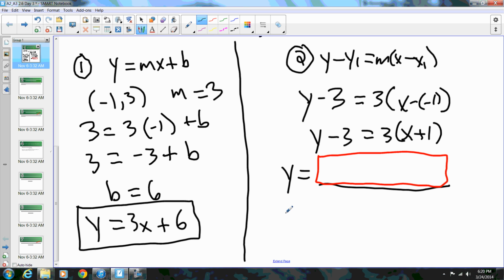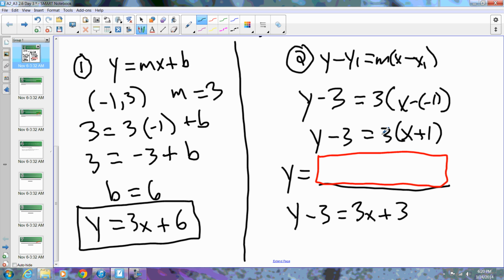So let's see. It doesn't matter which first step you do. You can add 3 to both sides first. I like to perform the distributive property first, just because I think it's easier to see. So that distributive property, 3 times x plus 3 times 1. That's how I got 3x plus 3. 3 times x is 3x. 3 times 1 is 3.